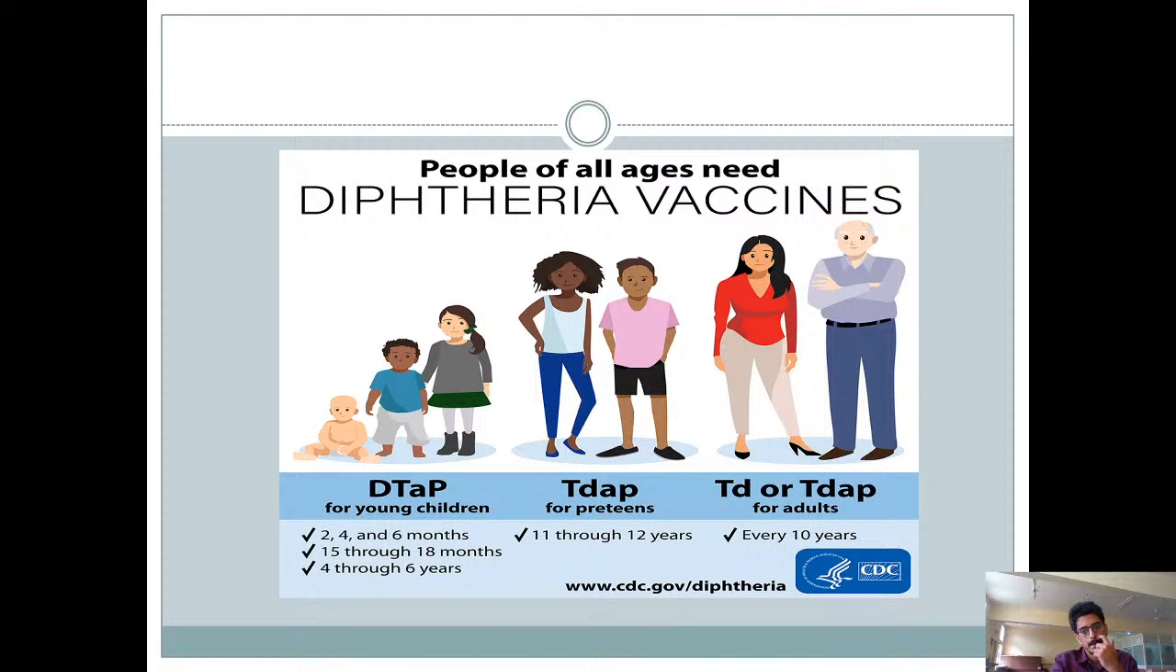This was given by a CDC poster actually. People of all ages need diphtheria vaccines, and even pertussis, because the pertussis vaccine immunity also wanes off. In young children, it can be acellular pertussis or whole cell pertussis. Because of whole cell pertussis, there are a few complications like neurological complications. Some people avoid whole cell pertussis, but both have equal efficacy. But as per the national immunization schedule of India, whole cell pertussis is preferred.